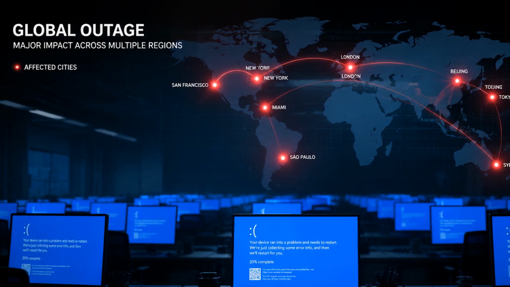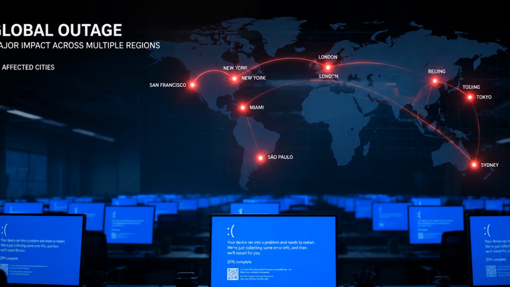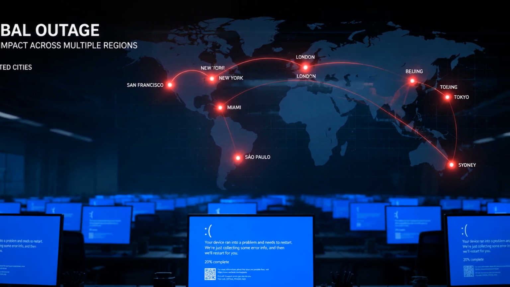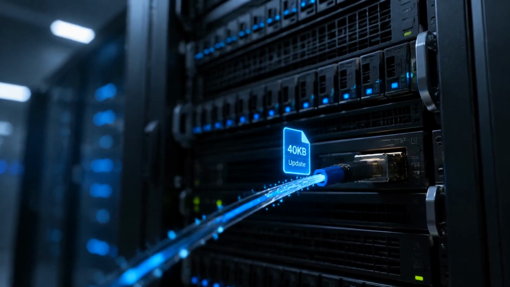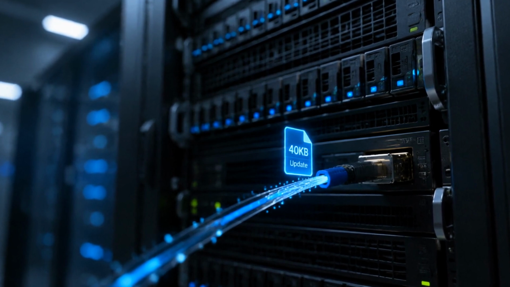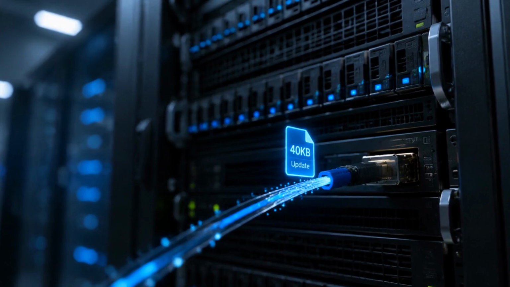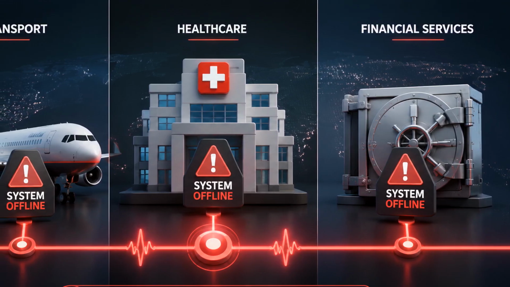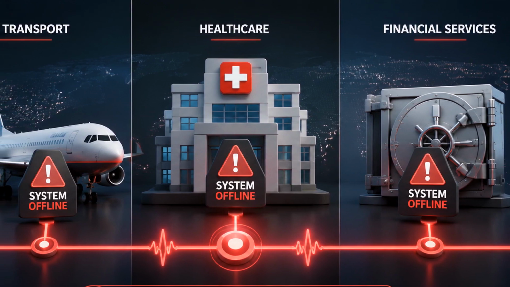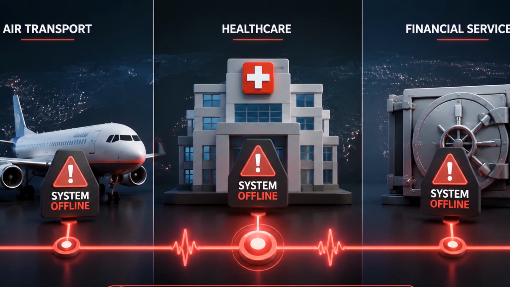On the 19th of July, 2024, 8.5 million computers worldwide suddenly collapsed into a wall of blue screens, marking the largest IT outage in history. This unprecedented catastrophe was not caused by a sophisticated hacker or a malicious cyber attack, but by a routine 40-kilobyte software update from the security firm CrowdStrike. The scale of the disruption was immediate and global, affecting airports, hospitals, banks, and emergency services, effectively freezing the digital infrastructure of the modern world.